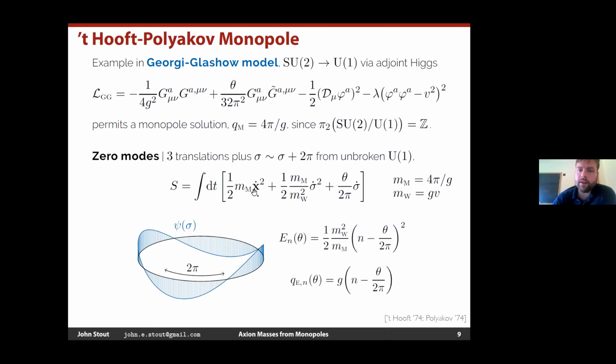And so its low energy effective theory looks like just a normal particle propagating in three spatial dimensions plus an extra circle. And this extra circle is responsible for the tower of dyons. Its Fourier modes on the circle give me different charge eigenstates with different energies that grow as I change theta. And crucially, the quantities that this depends on are the mass of the W bosons and the mass of the monopole. This is the low energy effective theory.